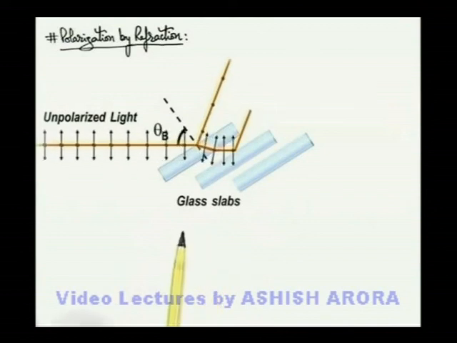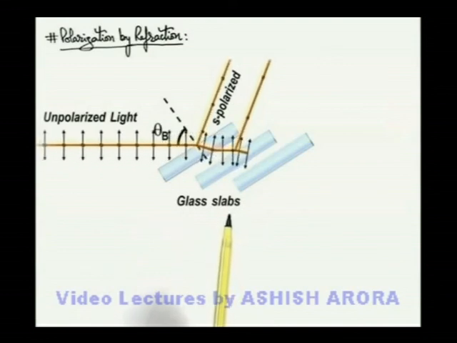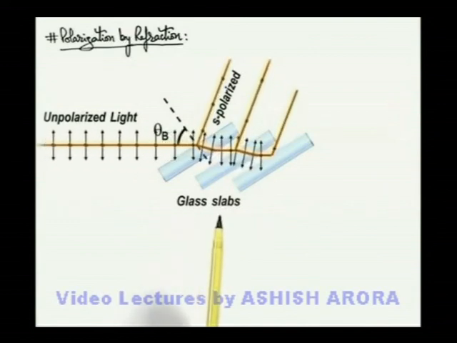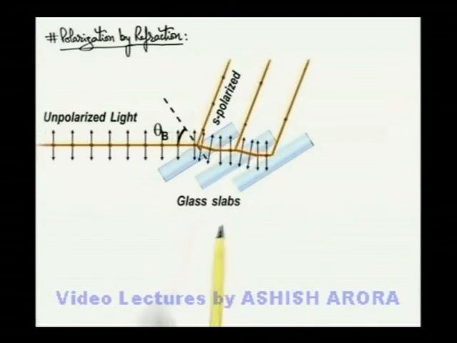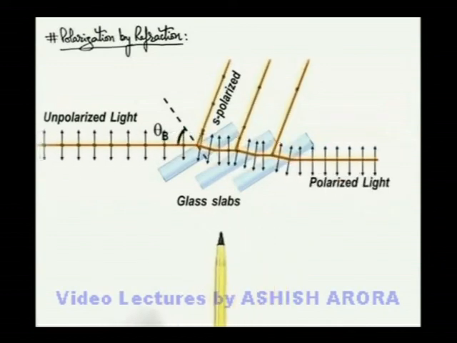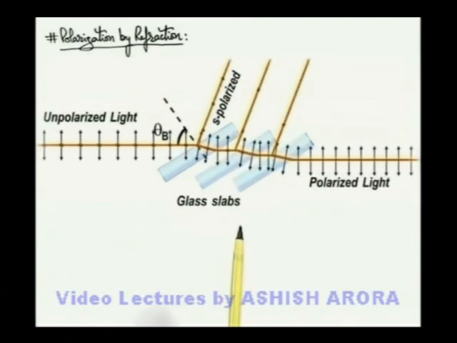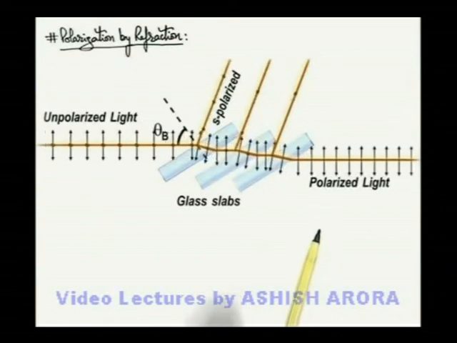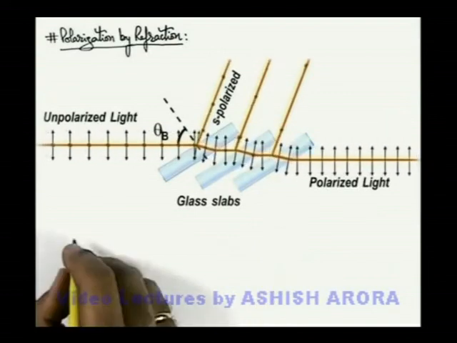The refracted light will again be incident on the second glass plate, and again reflection will take place. Again the refracted light is incident on the third glass plate, and again reflection will take place. What you can notice here is that by a series of interactions of the light, whatever light is coming out is polarized. The reflected lights are almost completely polarized.